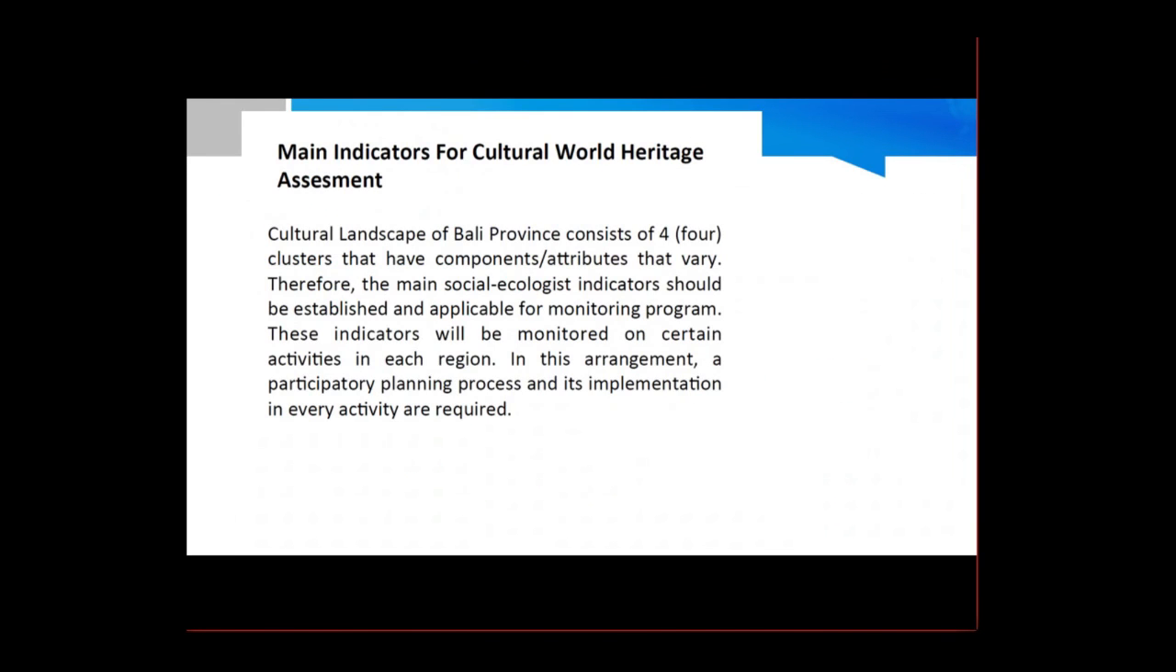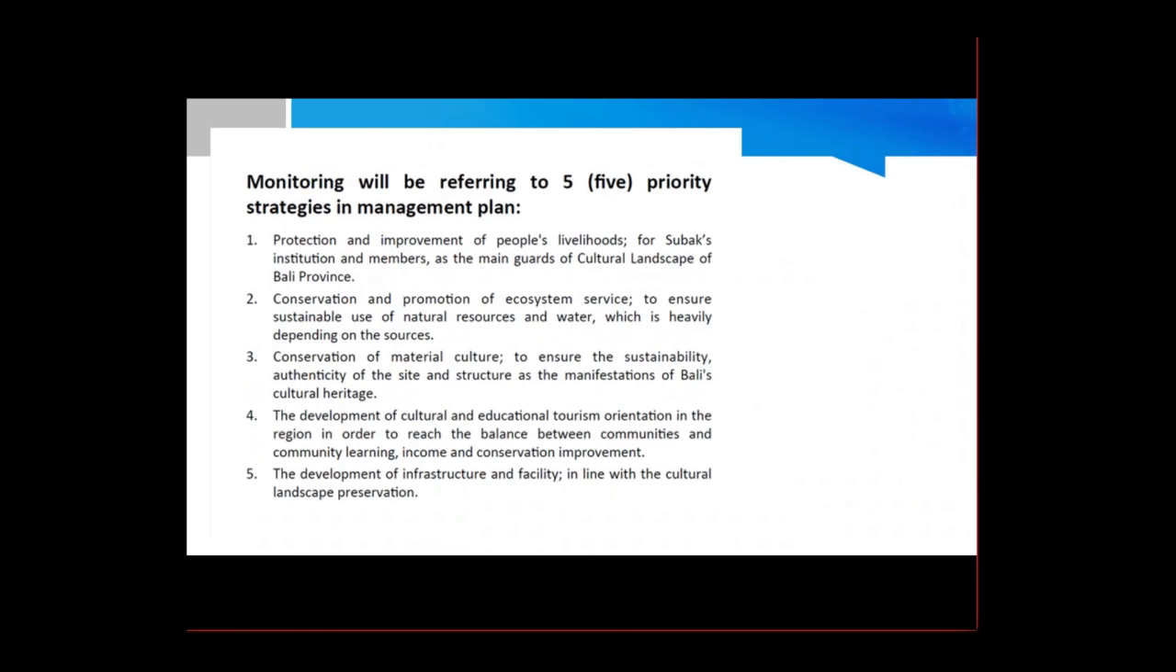So they already have the indicators that accommodate the social-ecological indicators in their management plan, and indicators in monitoring and evaluation. They have five strategies in the management plan. The first is protection of people's livelihood, so it's not only the monument, but they also acknowledge people's livelihood. The second is the conservation of the ecosystem services, which needs to be preserved in order to get balance.